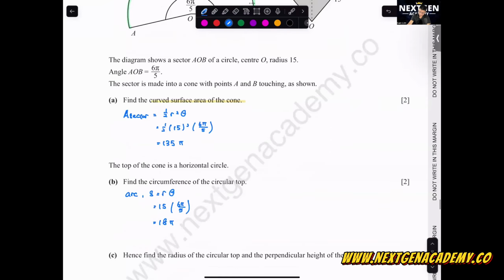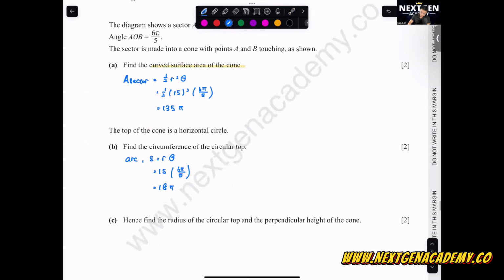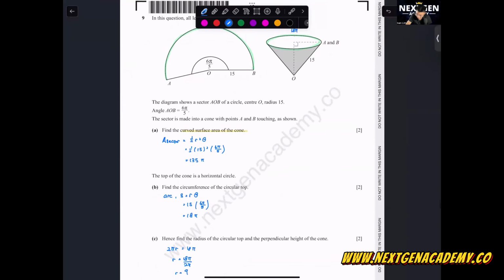This is 18 pi. Can we say that this one is 2 pi r? So 2 pi r equals 18 pi. That will be the first one. 2 pi r equals 18 pi. Let's solve for this. 18 pi over 2 pi, r is equal to 9. Label this: r equals 9.